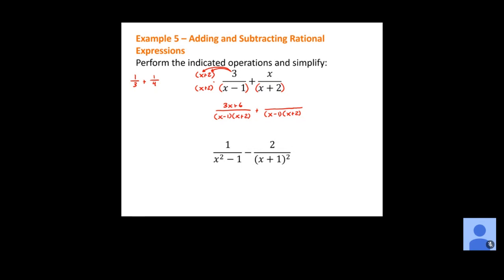What did we have to multiply the second fraction's denominator by? The x minus 1. So same thing, if I do that to the denominator, I have to do the same thing to the numerator. And again, I'm going to go ahead and distribute that out. So if I distribute my x, what are we going to get? x squared minus x is correct. Good.